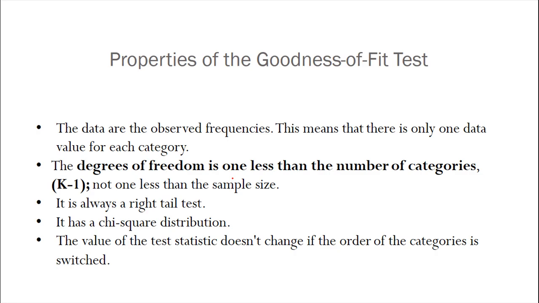Properties of the goodness of fit test. The data are the observed frequencies. This means that there is only one data value for each category. The degrees of freedom is one less than the number of categories, k minus 1, not the sample size. It is always a right tail test. It has a chi-square distribution, and the value of the test statistic doesn't change if the order of categories is switched. So there is no problem switching the order of categories.